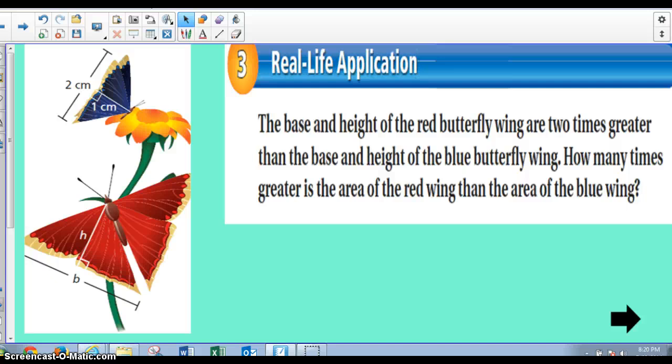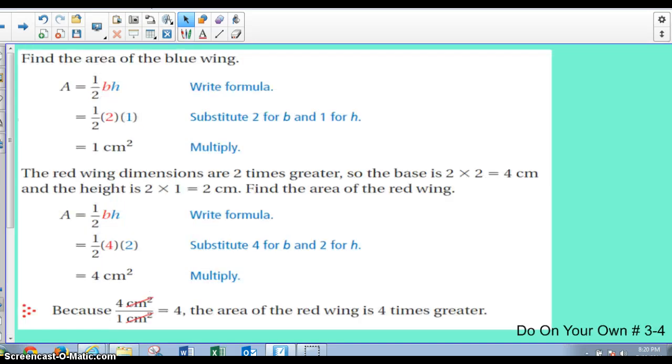Number 3, real life application. The base and height of the red butterfly wing are 2 times greater than the base and the height of the blue butterfly wing. How many times greater is the area of the red wing than the area of the blue wing? All right, let's just move on here. This is also in your book on page 161.